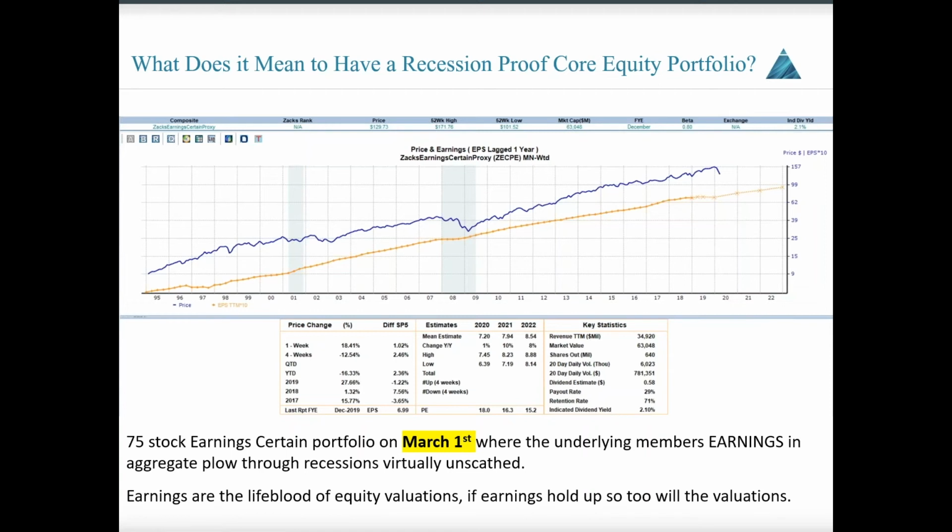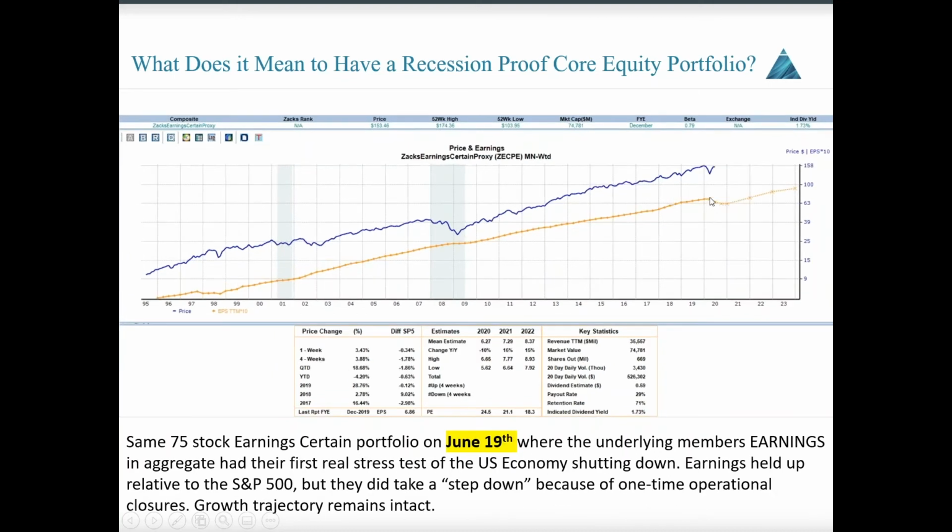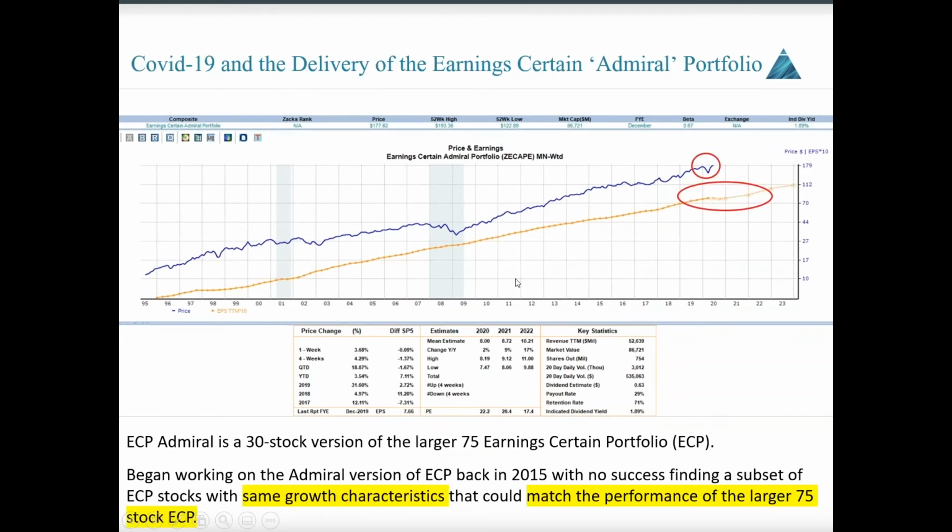The idea is, since earnings are the lifeblood of equity valuations, if the earnings hold up, the idea is that the valuations for the underlying equities will hold up as well. What I want everyone to see is that even the earnings certain portfolio, when we literally shut down the entire U.S. economy for a few months, did experience a downward revision. I actually call this more of a shift or a step down, and I want everyone to see how quickly that growth trend resumes after the step down. This is important. So this is the earnings certain portfolio, the broader 75 names on June 19th. Okay.